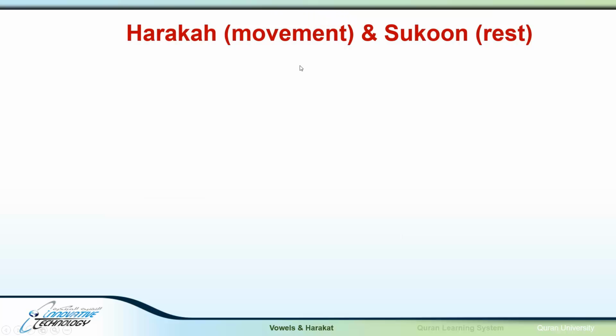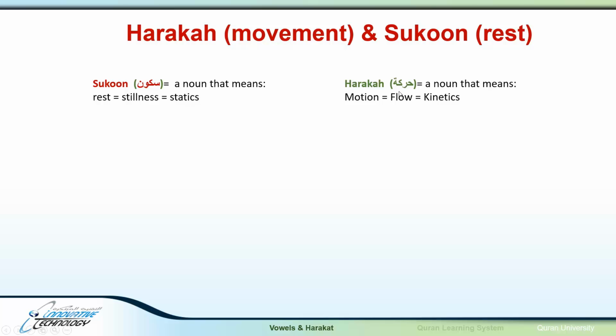Let's start by defining some Arabic words' meanings. Haraka means movement or motion, while sukoon means rest. So the word sukoon is a noun that means rest, stillness, or statics, while the word haraka is a noun that means motion or flow or kinetics.